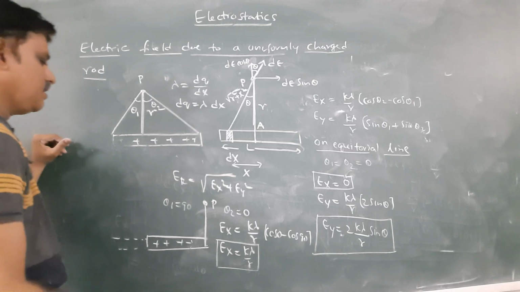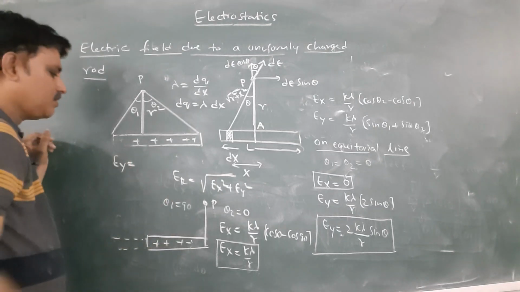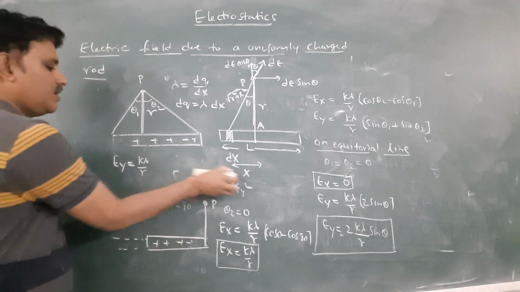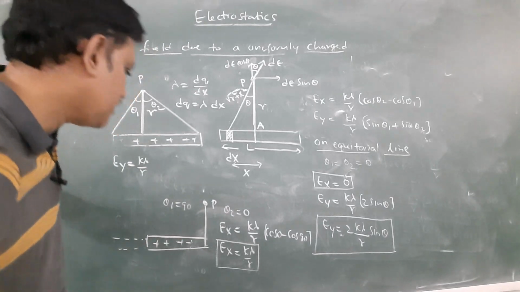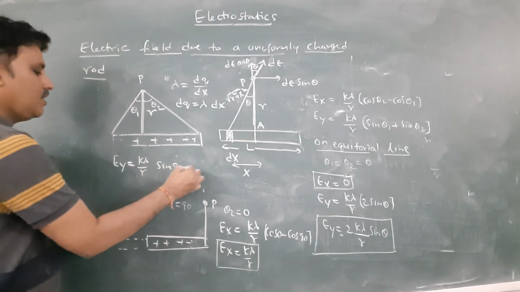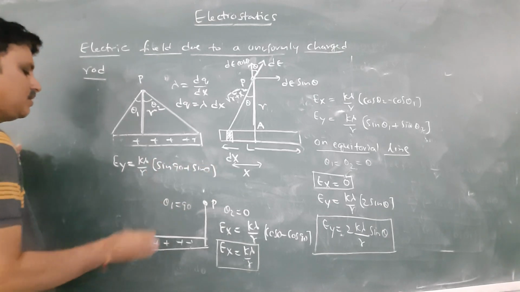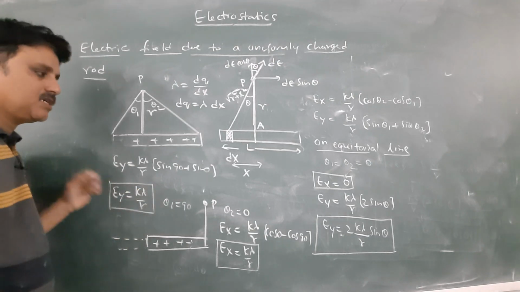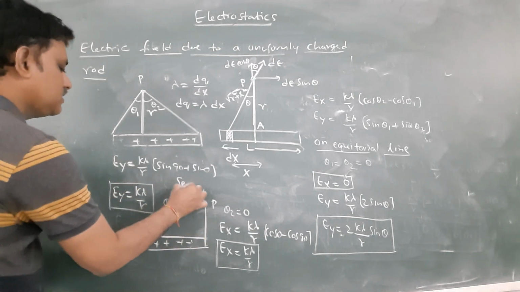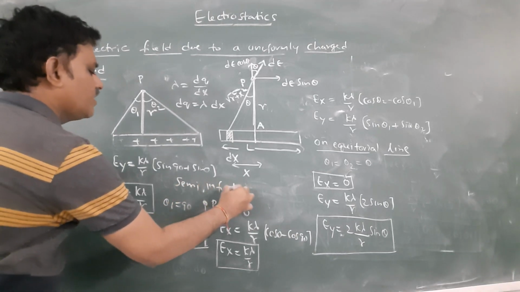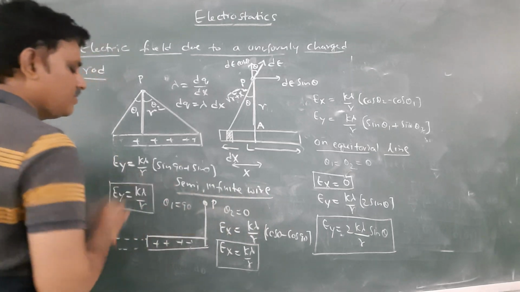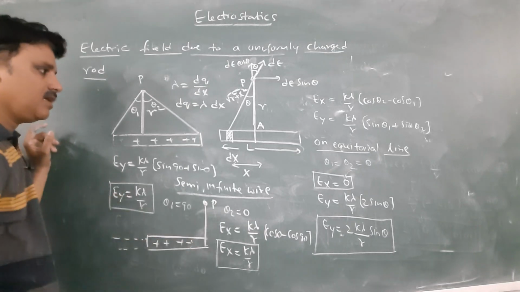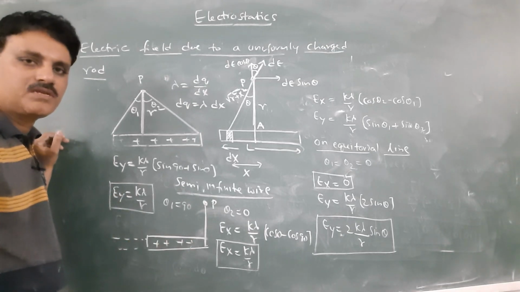Next, Ey. If you calculate, Ey is equal to k lambda by r into sin theta 1 plus sin theta 2. Here theta 1 is 90 degrees, so sin 90 plus sin 0. So the Ey value is also k lambda by r. In case of a semi-infinite wire, this is the relation of Ex and Ey. Then the total electric field is root Ex square plus Ey square.